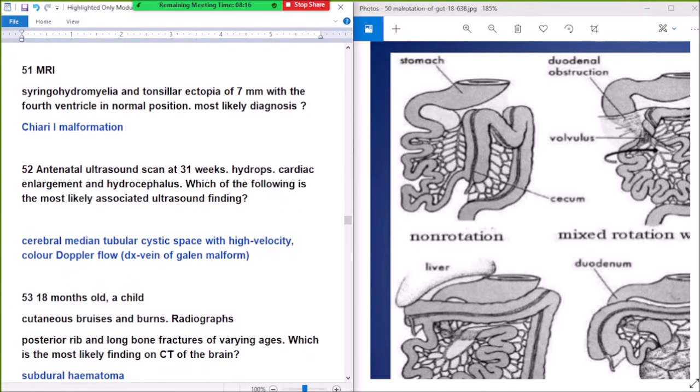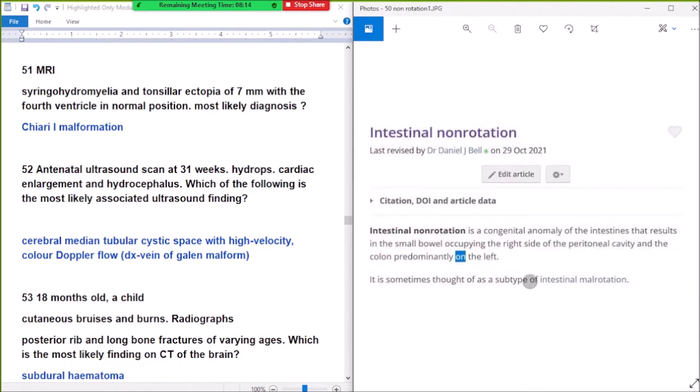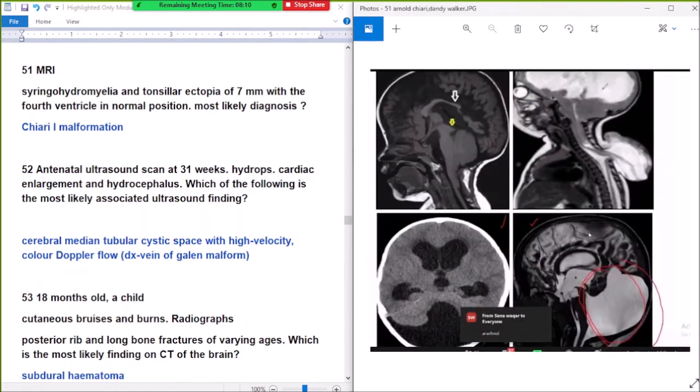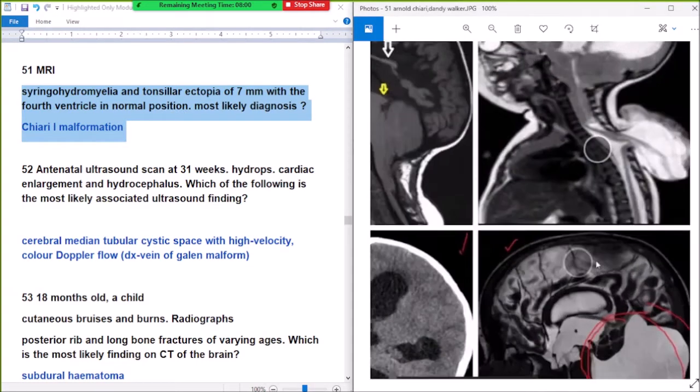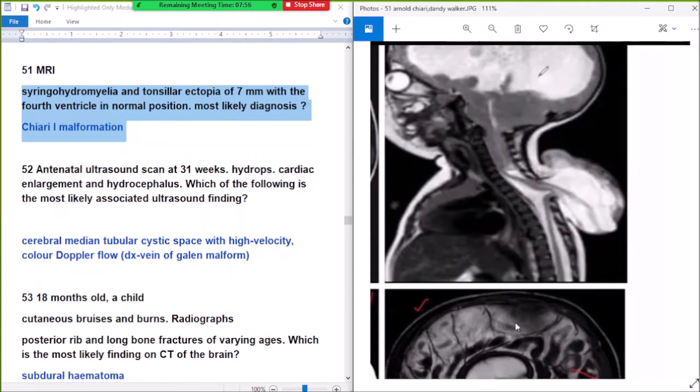Question number 51. MRI shows syringohydromelia and tonsillar ectopia of 7 mm with the fourth ventricle in normal position. Most likely diagnosis: Chiari 1 malformation. Now, MRI shows syringohydromelia and tonsillar ectopia, with the fourth ventricle in normal position. Most likely diagnosis: Chiari 1 malformation. Tonsillar ectopia of 7 mm, fourth ventricle in normal position, and syringohydromelia, diagnosis: Chiari 1 malformation.